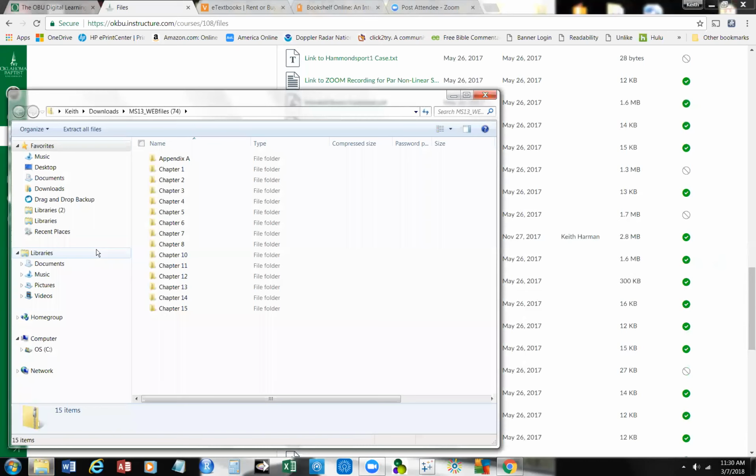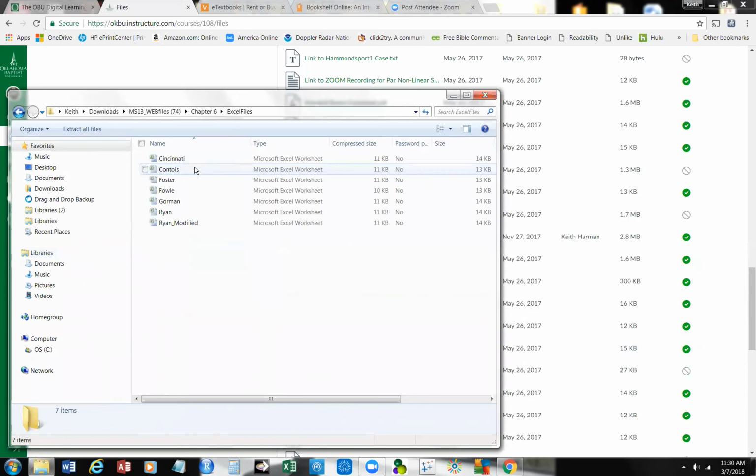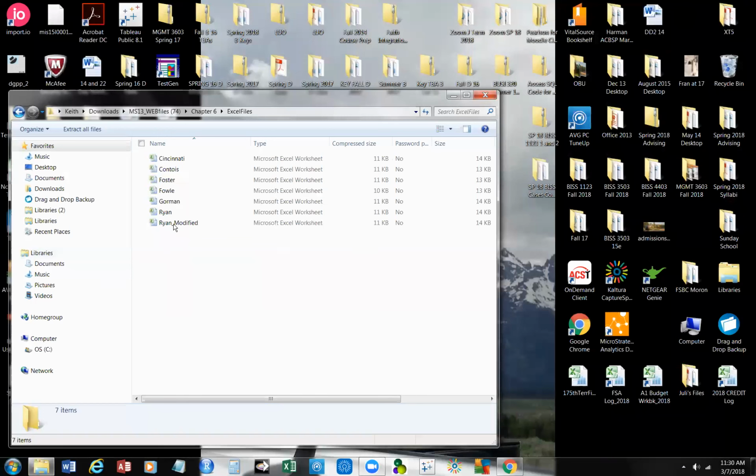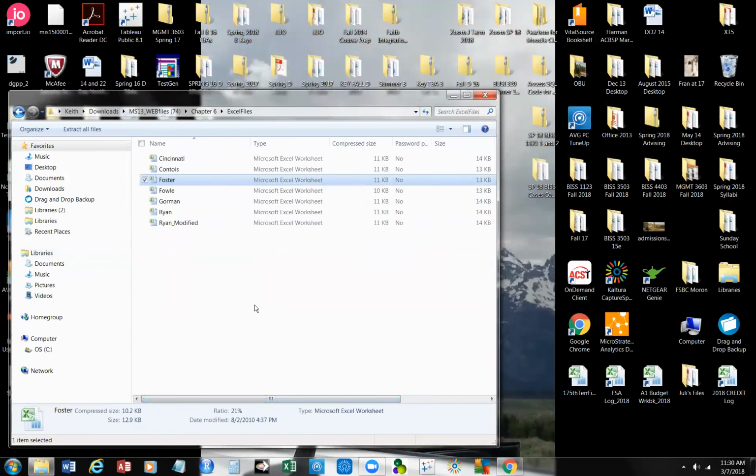There we go. And I believe we're over on chapter 6. Okay, we got Foster and Gorman right there, so we'll take a look at those. And we also want to look at county. So here's what I'm going to do. I'm going to diminish this down. I'm going to take Foster and throw it on my desktop. And I'm going to take Gorman and throw it on my desktop.